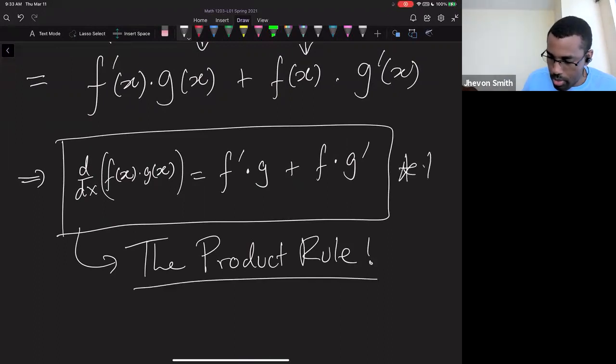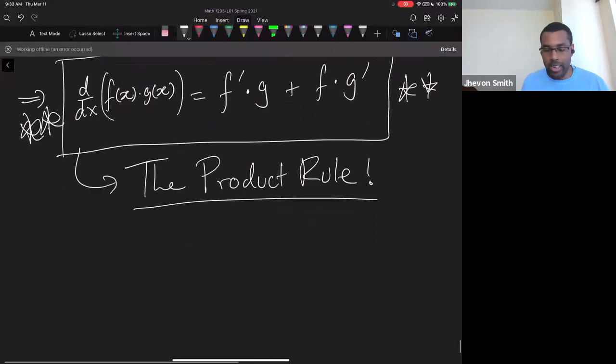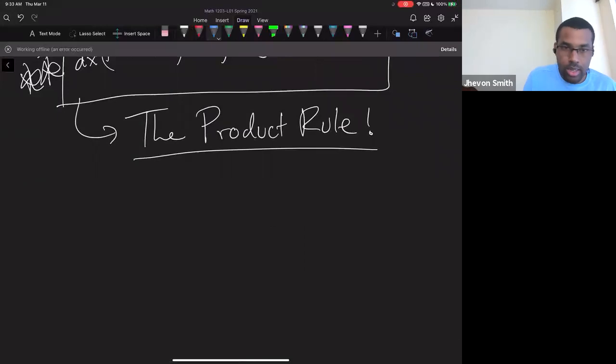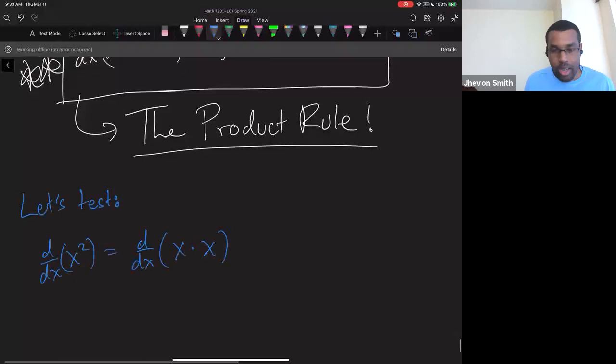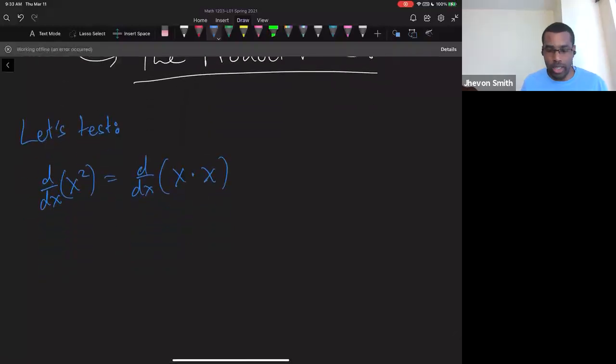Super important rule. It tells us how to differentiate products. In fact, let's test. Differentiate x squared in a very complicated way of thinking of it like this: x times x. Does this rule still give us the right answer?